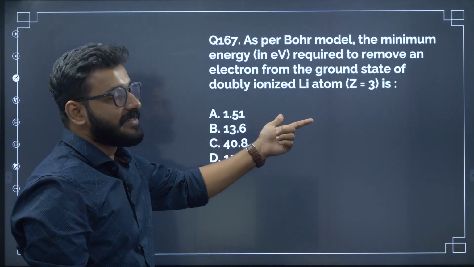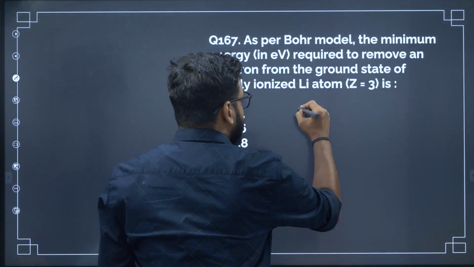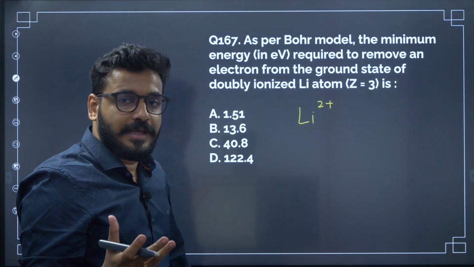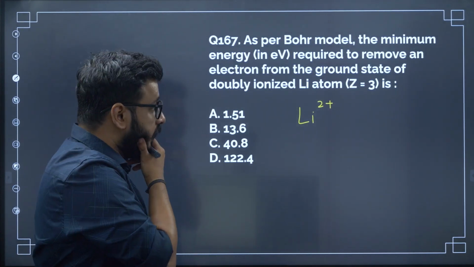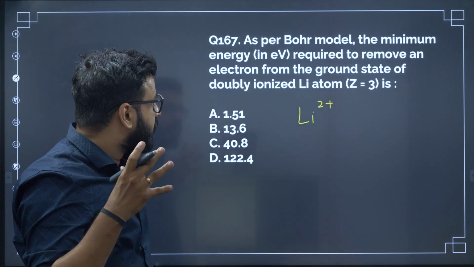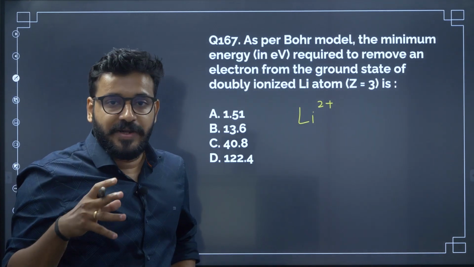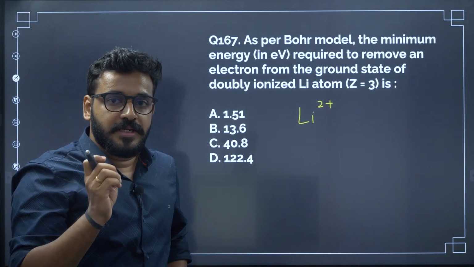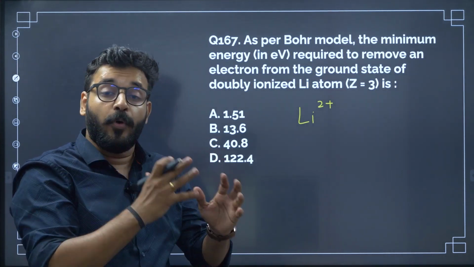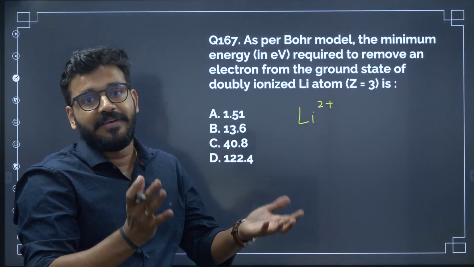for doubly ionized lithium atom. Doubly ionized lithium atom means Li2 plus. So it's a hydrogen like atom. Definitely we can apply Bohr's model over here. Now at any time you are being asked to remove an electron, that is ionization energy. So ionization energy of a particular level is the positive value of the energy level itself.